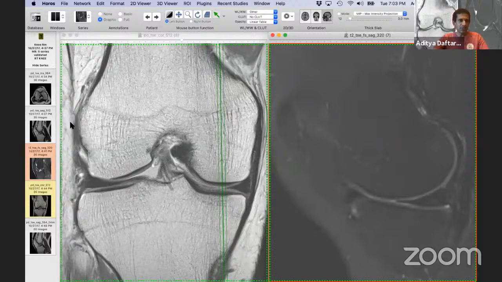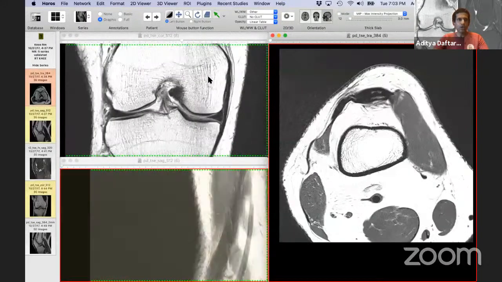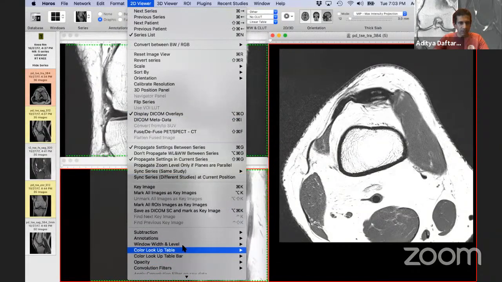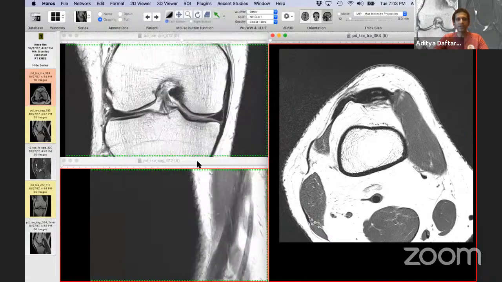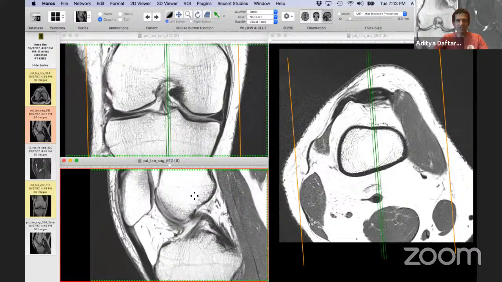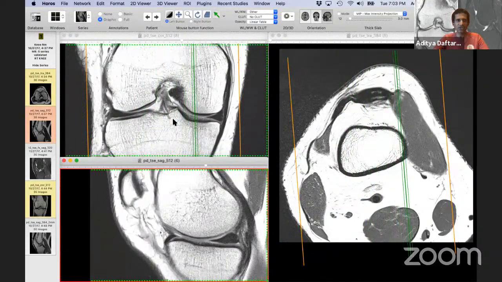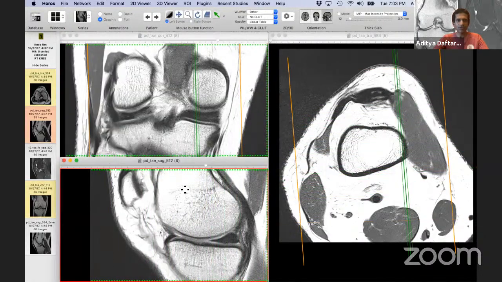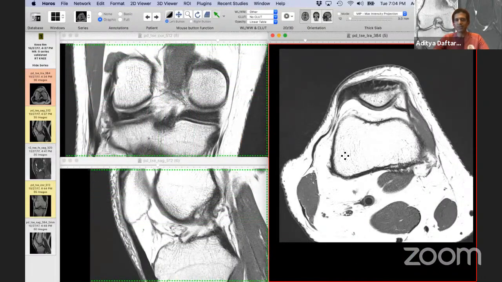The other sequences that we get are axial, sagittal, and coronal sequences in what we call proton density images. I'm going to keep all three open so that I can show you. This is the sagittal sequence. We're slicing across, as you can see the green arrow moving on the axial image. This is coronal, from front to back. This is sagittal, from medial to lateral. And this is axial, from top to bottom. These are the three ways that we will slice our MRI sequences of the knee.